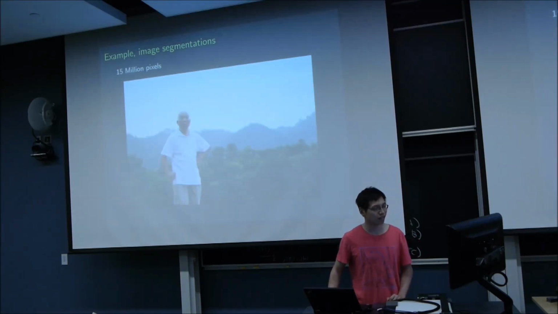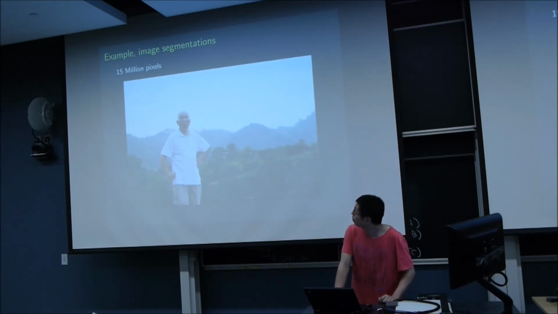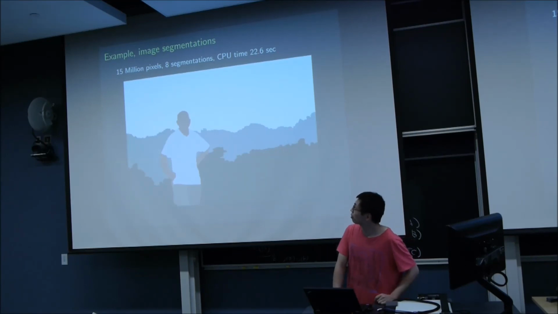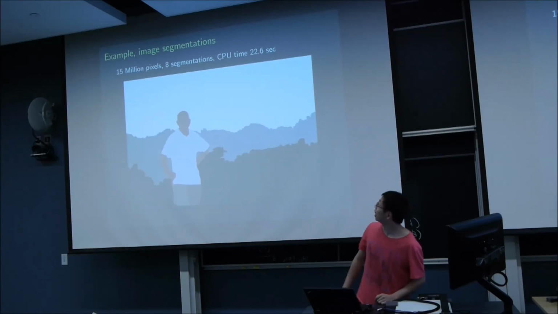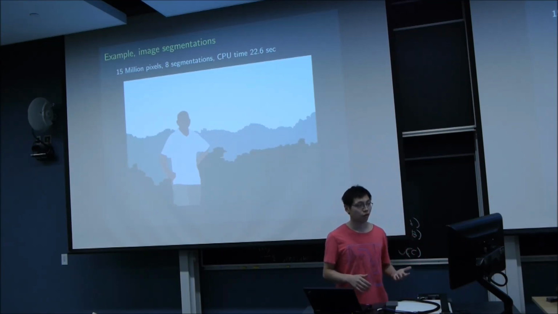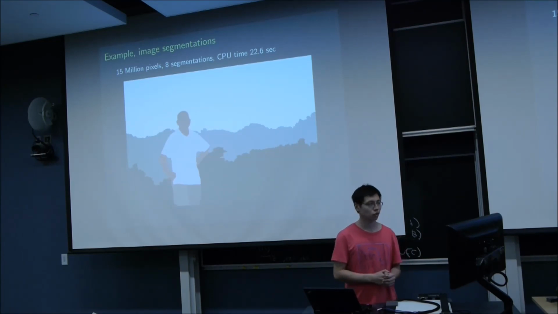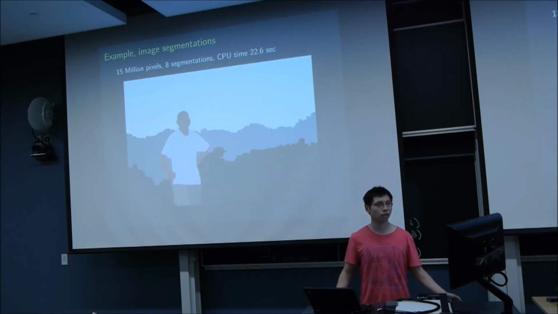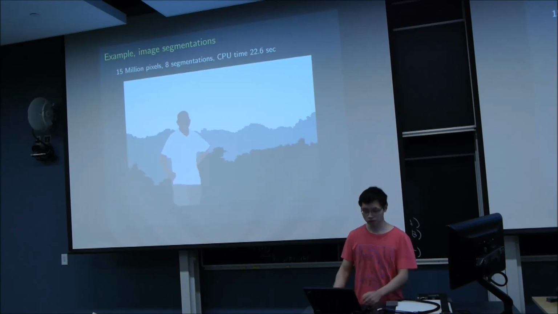Finally, the largest picture I could get two years ago is actually a picture of my grandparents. You can do 8 segments. It's about 15 million pixels. So you have a 15 million by 15 million kernel matrix. You find the top maybe 20 eigenvectors, and it costs you only 20 seconds. So it's good.